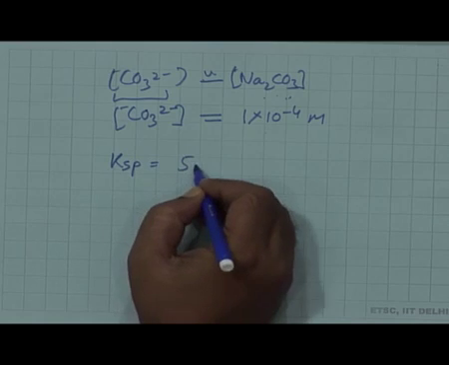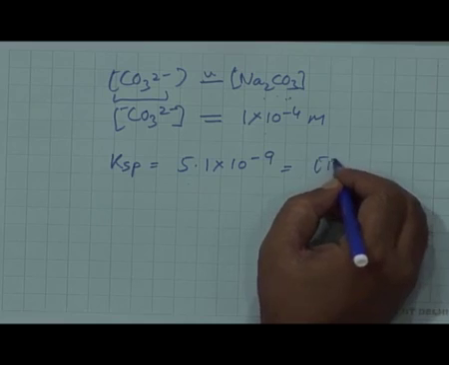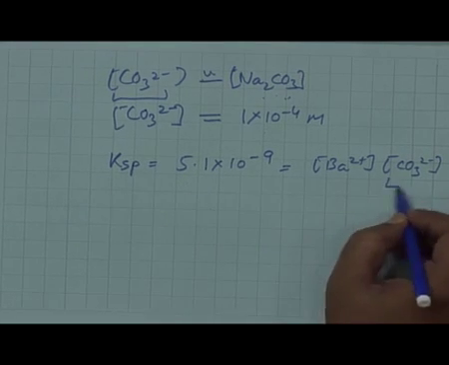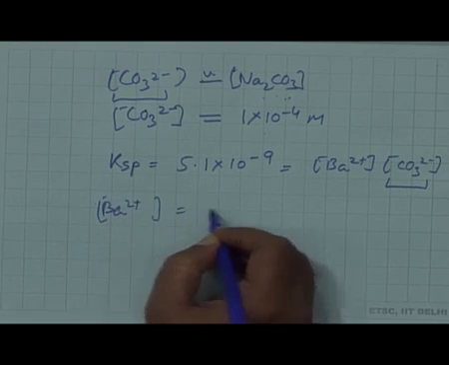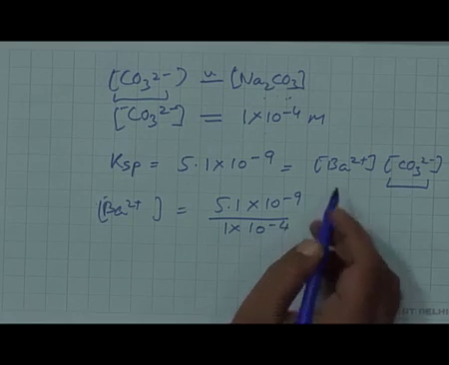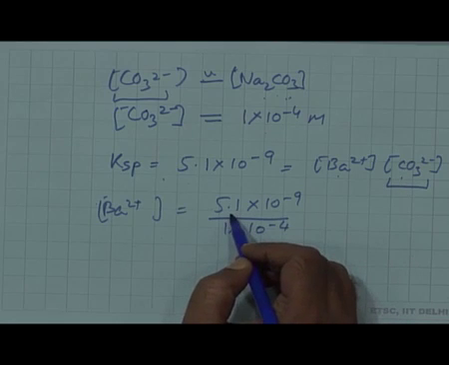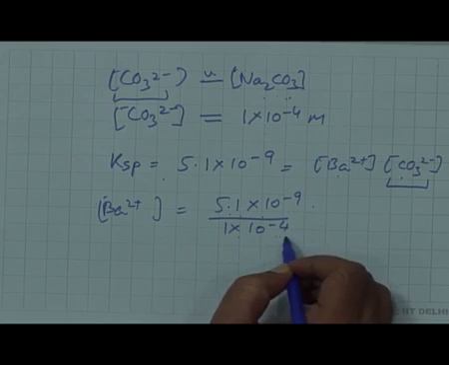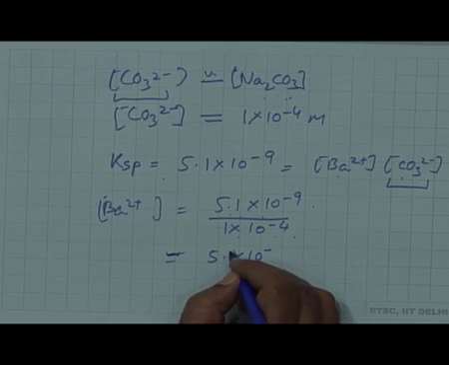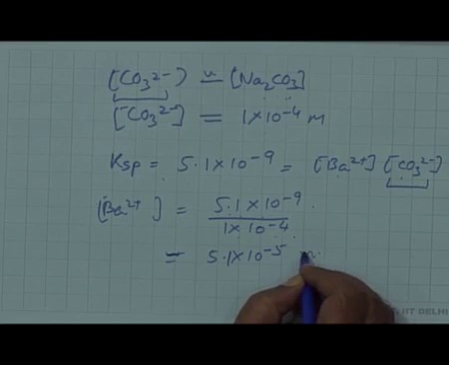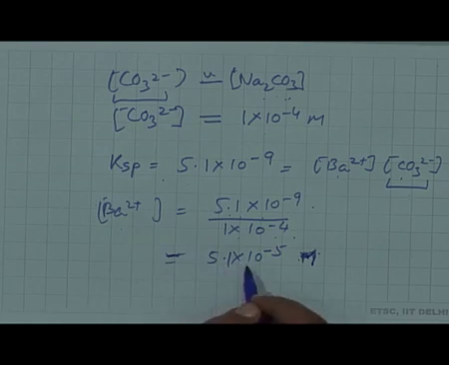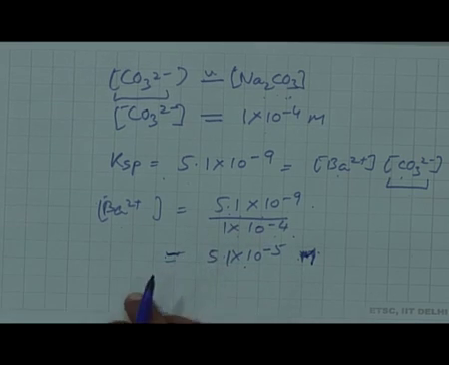Then we know that Ksp is equal to 5.1 into 10 to the power minus 9, and this should be equal to barium 2 plus ion multiplied by carbonate ion. Since we know carbonate ion and need to calculate barium 2 plus, barium 2 plus ion is Ksp divided by carbonate ion concentration. So, 5.1 into 10 to the power minus 9 divided by 1 into 10 to the power minus 4 is equal to 5.1 into 10 to the power minus 5, and this is mole per liter or molar. Till this point there is no precipitation, but after this precipitate formation will begin.